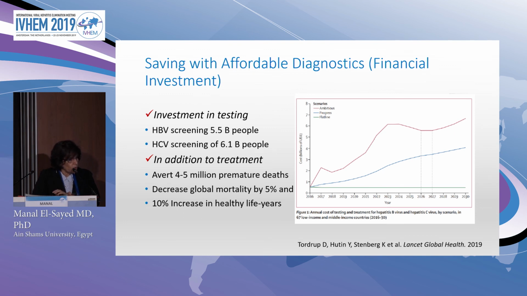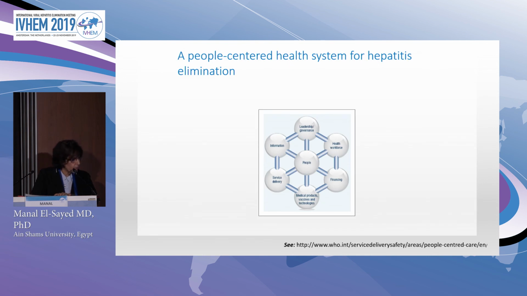And it's very important that governments understand that saving with affordable diagnostics is a financial investment. It's really important because if you invest in screening of HBV, screening 5.5 billion people, and HCV screening of 6.1 billion people, in addition to treatment, we can avert 4 to 5 million premature deaths and decrease global mortality by 5%, and there will be a 10% increase in healthy life years.